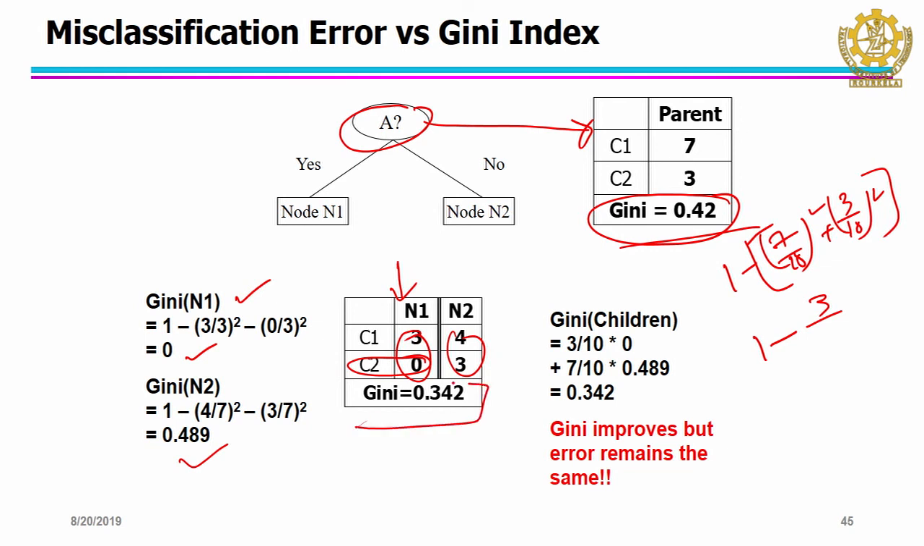Now, the combined Gini will be 0.342. So earlier it was 0.42, and now you are getting a Gini value of 0.342. So there is an improvement after the split, so we should go with it.